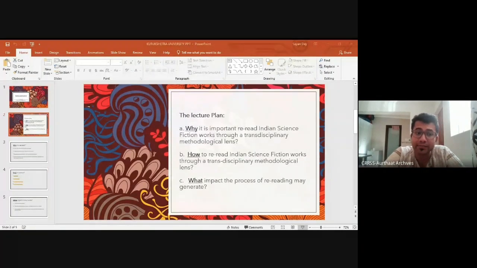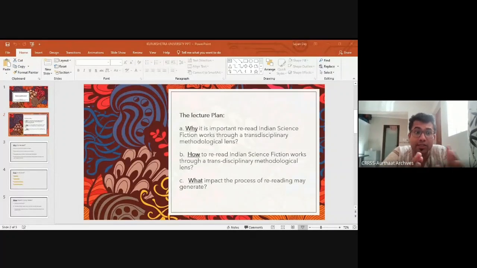But prior to that, as I said, I'm going to focus exclusively on the question of methodology, what could be some of the possible ways of reading, some of the possible methods of rereading the Indian science fiction paradigm. And also let me clarify at the outset that these are not the only four available, there are many other methods that can be used to reread Indian science fiction works from a cross-disciplinary perspective, but I have specifically selected these four.